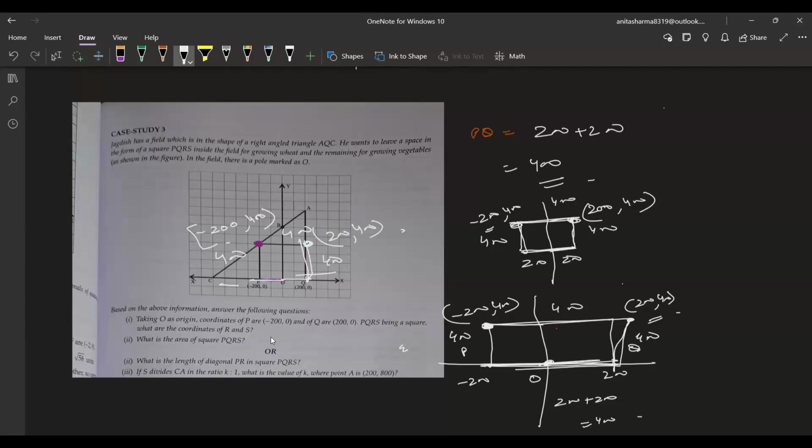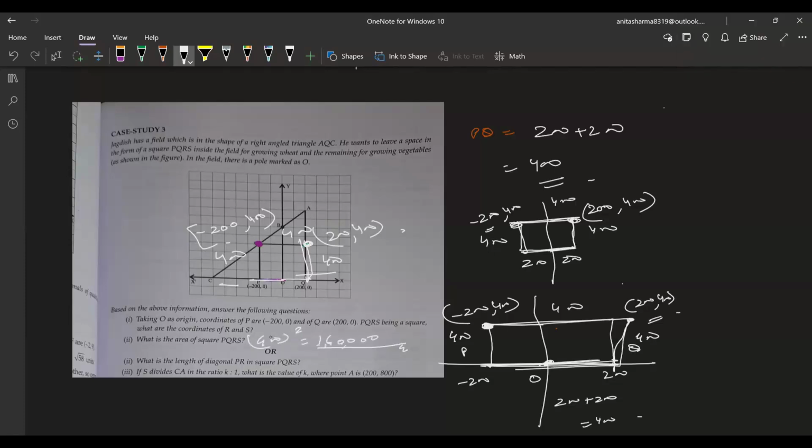Now next, what is the area of the square PQRS? It is simple. What will be the area? Just need to find the... Ma'am, area equals side square. Yes, so 400 square, right? Yes, ma'am. So 400 square, it will be 16, this? Yes, ma'am.